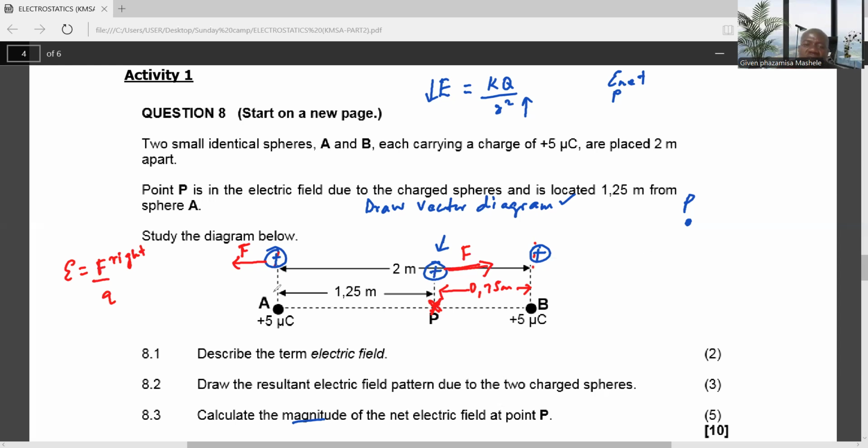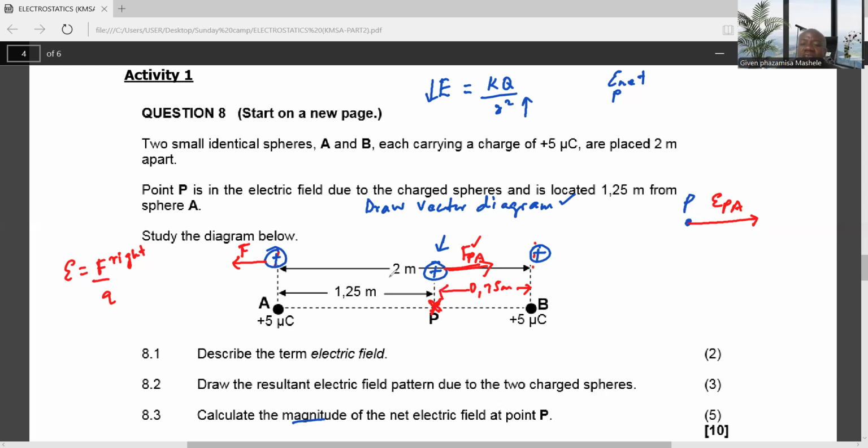So now, what can we say? At point P, the electrostatic force at P due to A, not the force, because we're not calculating the net electrostatic force. We want to determine the net electric field at a point. So this will be the direction. This will be the electric field at P due to A, which will be directed to the right. Now, let us compare the electric field at point P due to charge B. Obviously, charges P and B are also both positive.